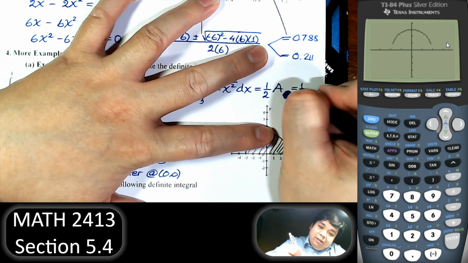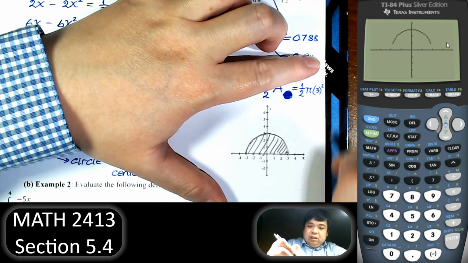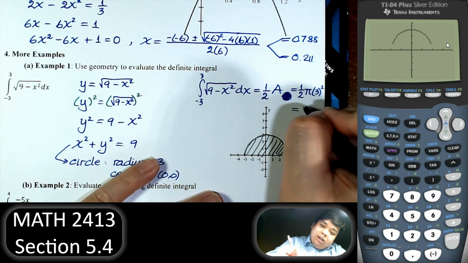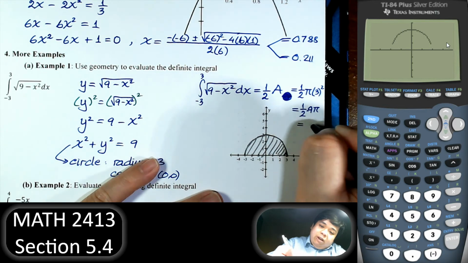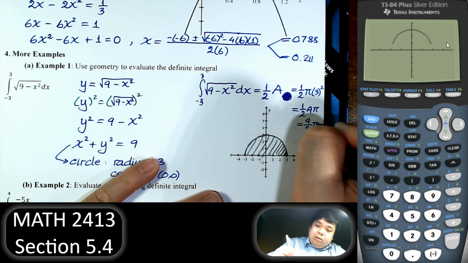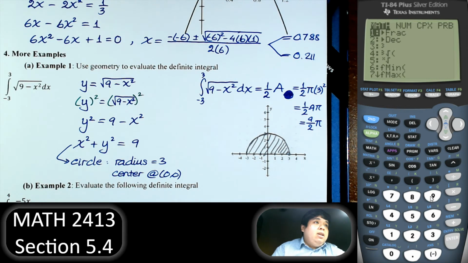Which is 1/2. Area of the circle is pi r squared. The radius is 3, so this equals 1/2 times 9 pi, or we have 9 over 2 pi. If we do this by hand, it's going to be in Calculus 2 and a very complicated problem. It takes quite a little bit of work. Right, math from -3 to 3, the integral of the square root of 9 minus x squared.